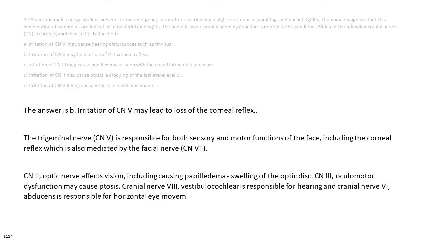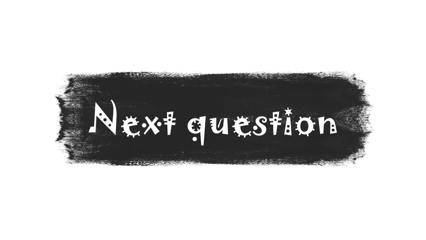The answer is B. Irritation of CN5 may lead to loss of the corneal reflex. The trigeminal nerve, CN5, is responsible for both sensory and motor functions of the face, including the corneal reflex which is also mediated by the facial nerve, CN7. CN2, optic nerve affects vision, including causing pupil edema, swelling of the optic disc. CN3, oculomotor dysfunction may cause ptosis. Cranial nerve 8, vestibulocochlear is responsible for hearing and cranial nerve 6, abducens is responsible for horizontal eye movements.